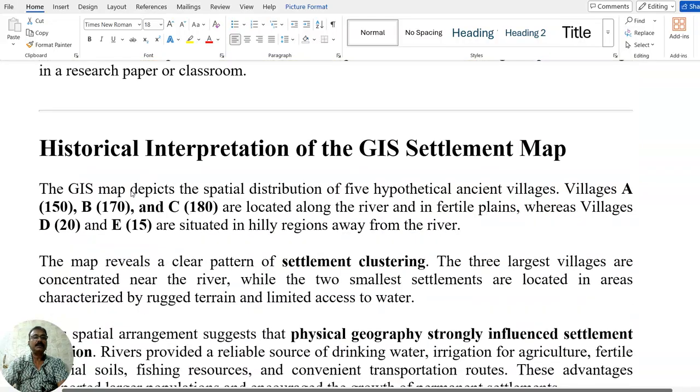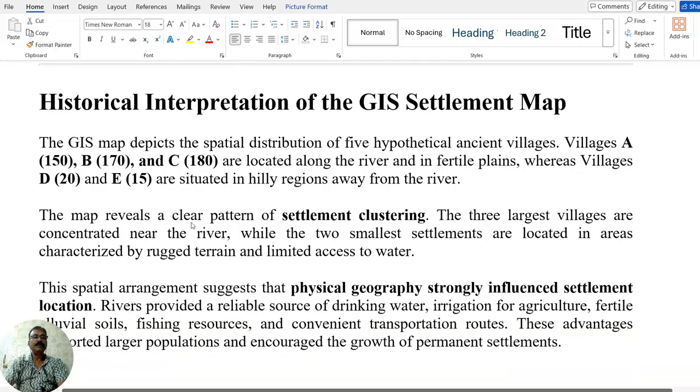Below is an example of how a historian might explain the image in a research paper or classroom. Historical interpretation of the GIS settlement map. The GIS map depicts the spatial distribution of five hypothetical ancient villages. Village A with population 150, B with 170, and C with 180 are located along the river in the fertile plains, whereas village D with 20 and village E with 15 are situated in hilly regions away from the river.